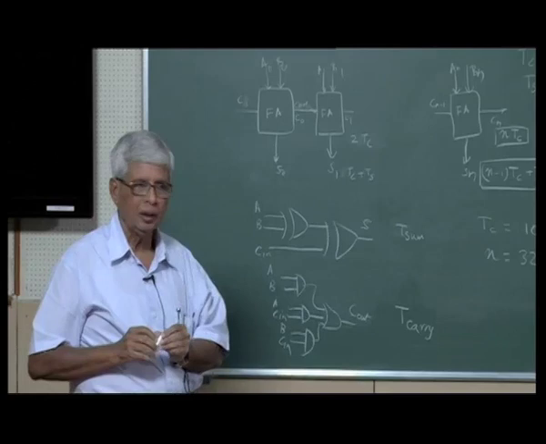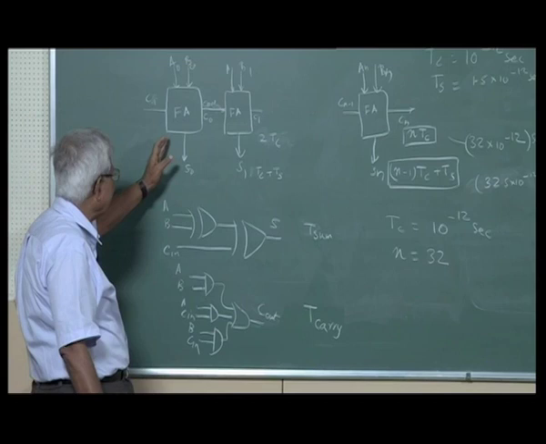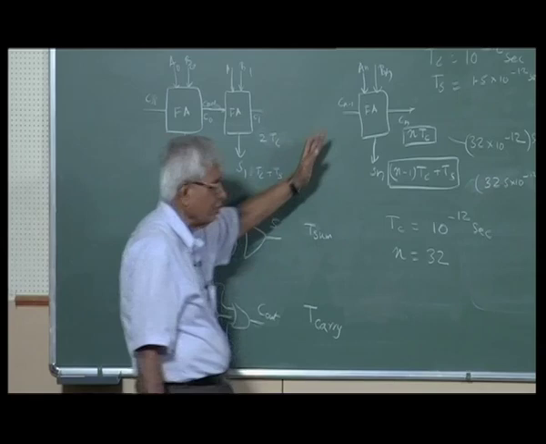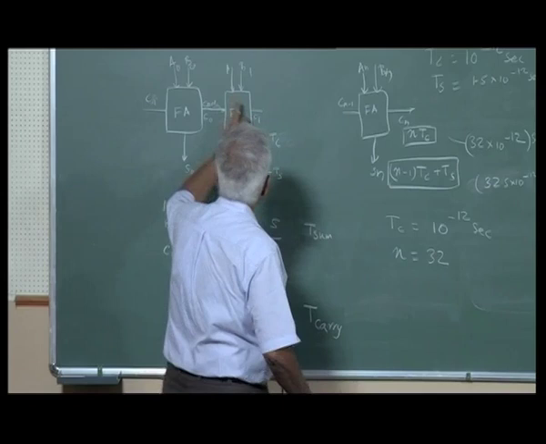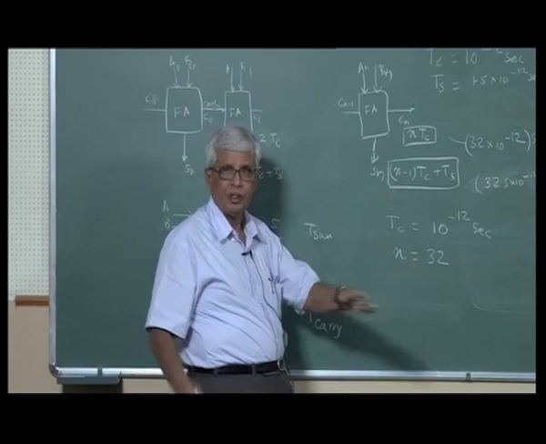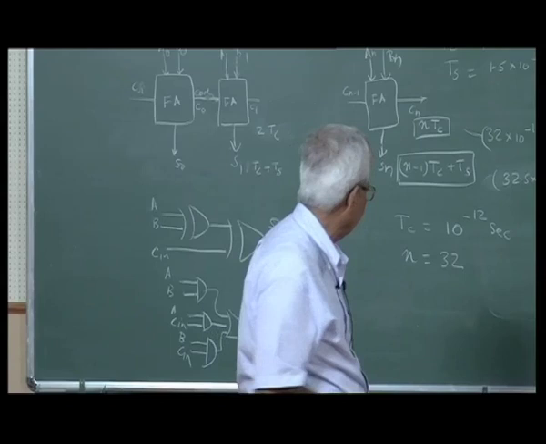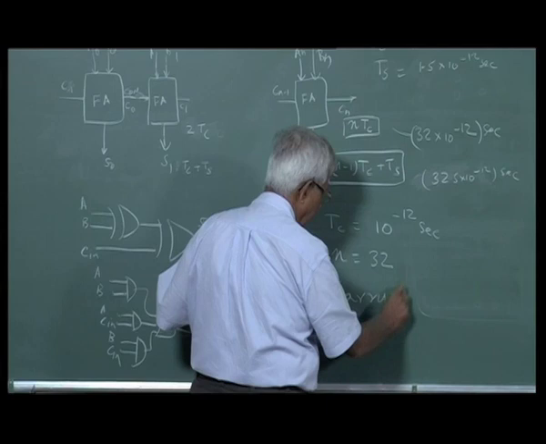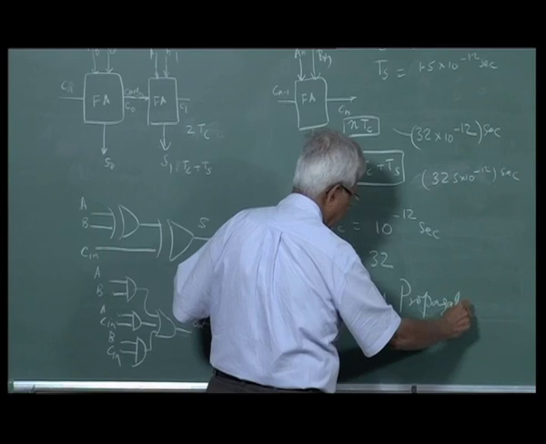What is the reason for delay? The delay is because the carry has to propagate from stage 1 to stage 2 to 3, 4, 5 to n stage. The carry has to go because the other numbers are available. A and B are available. If this carry comes, I can get this. So it is the carry which delays the whole process. It's called carry propagation. Carry propagation takes delay, time.